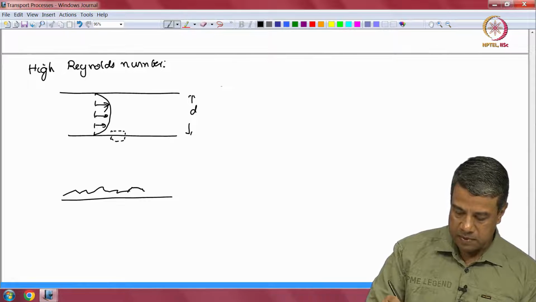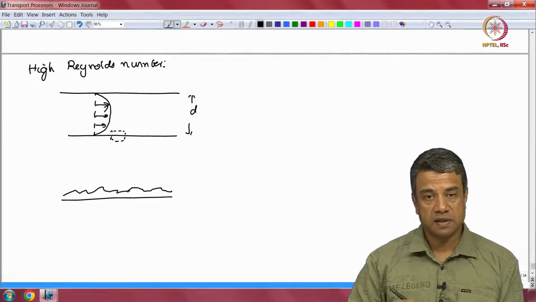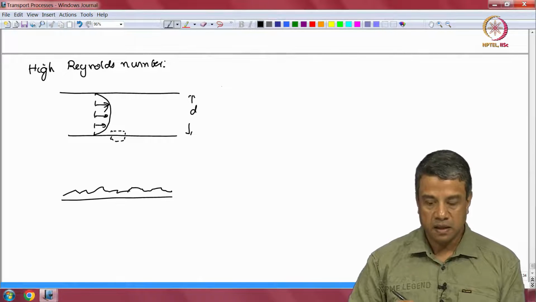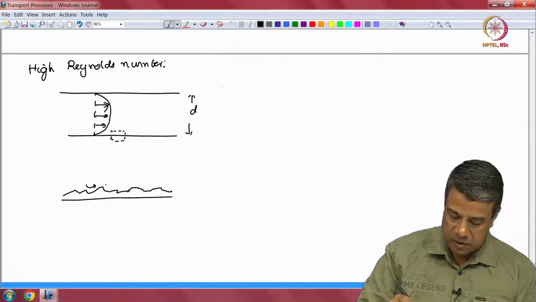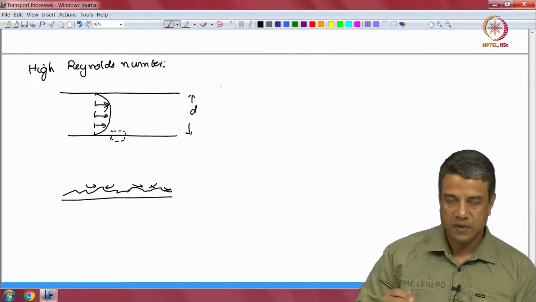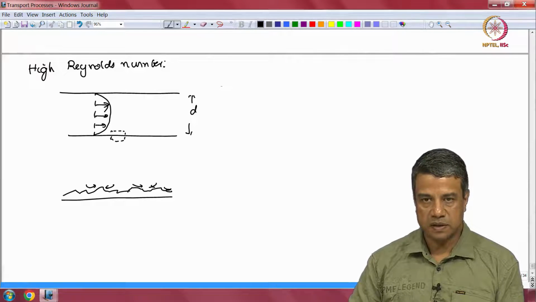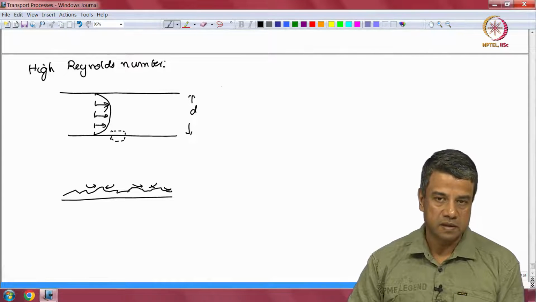You can have smooth pipes, you can have rough pipes and so on, but any pipe wall will in general have some roughness on it, and that roughness will cause some fluid motion close to the walls. And because of this you will have additional dissipation of energy.